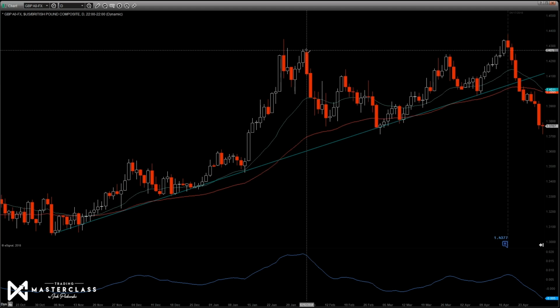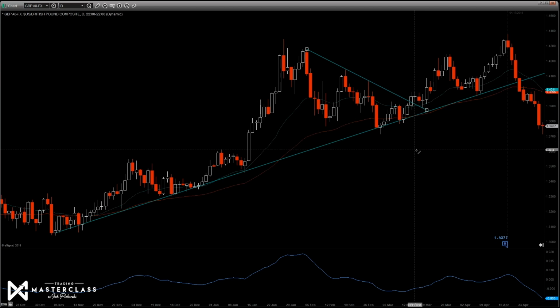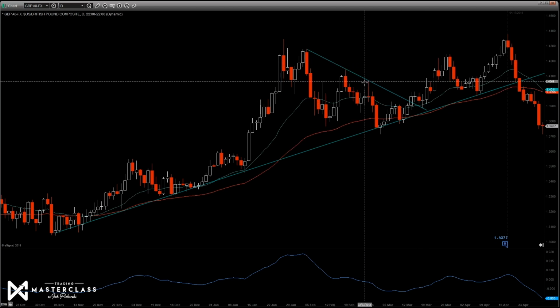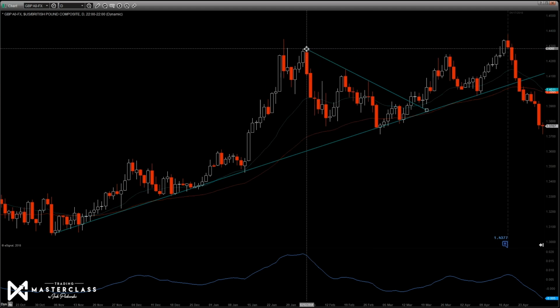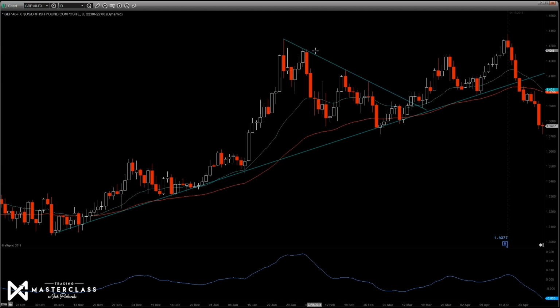But to me personally, here's one case where it kind of works, you know, drawing it through the extremes. So I will use both. You will see me sometimes use both. But the one thing that's most important is whatever you do, be consistent with it.